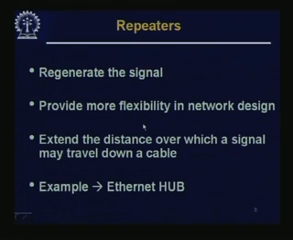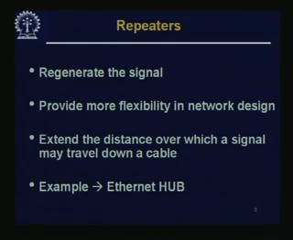Now, let us talk a little bit about repeaters. We have mentioned that this is a physical layer device which regenerates the signal and provides more flexibility in network design, because it depends on where you want to extend your LAN. If you want to extend your LAN in some direction, you may run into the distance limitation of 200 meters for 10Base2, etc. So, you may increase that by putting another segment on the other side of the repeater, so that you can go another 200 meters. So, it extends the distance over which a signal may travel down a cable.